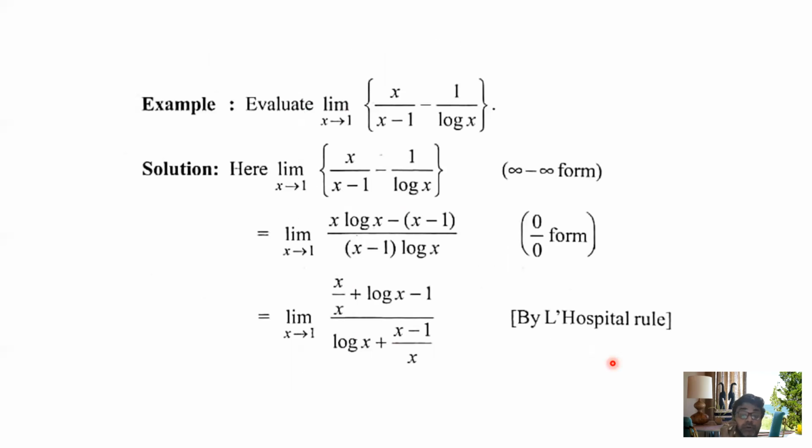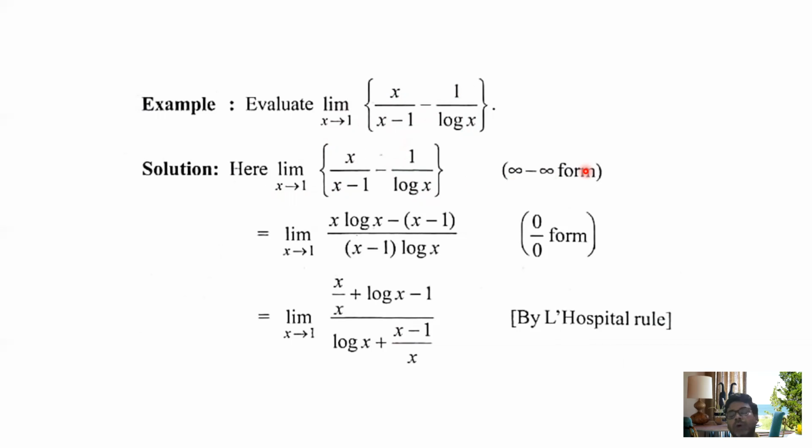Again, another example. Evaluate the limit as x tends to 1 of x by x minus 1 minus 1 by log x. Let's see. If I put x equals 1, that is 1 by 1 minus 1, that is 1 by 0, infinity form. Similarly, 1 by log 1, that is 0. So again 1 by 0 means infinity minus infinity form.